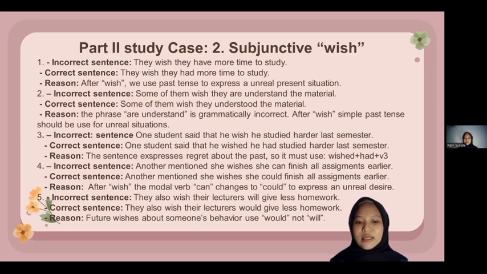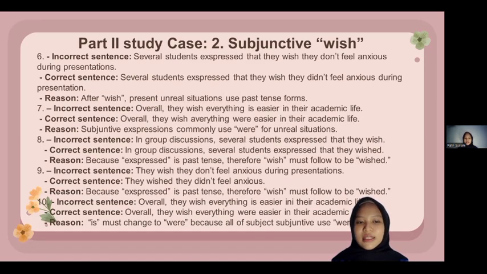Number 5 is "They also wish their lecturer will give us less homework." The correct sentence is "They also wish their lecturer would give less homework" because the future wish about someone's behavior is not real. Number 6 is "Several students expressed that they wish they don't feel anxious during the presentation." The correct sentence is "Several students expressed that they wish they didn't feel anxious during the presentation" because after wish, a present and unreal situation uses past tense form.